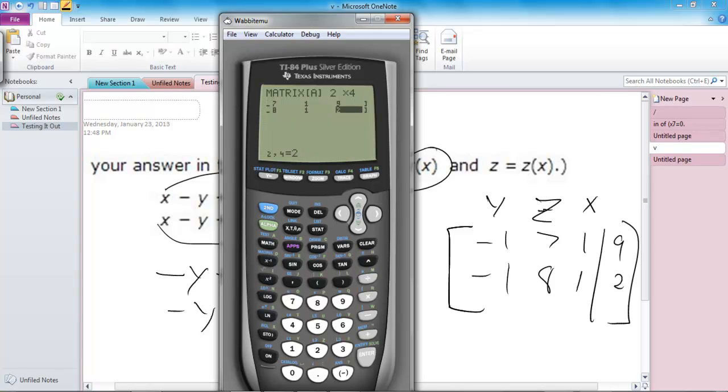Okay, so now, once we're done, I'm going to second, quit, go back to my matrix. So second matrix, arrow over to reduced row echelon form, enter. Then I want the reduced row echelon form of my matrix, hit enter, and I get my answer. Now, the answer here, I'll write it down.